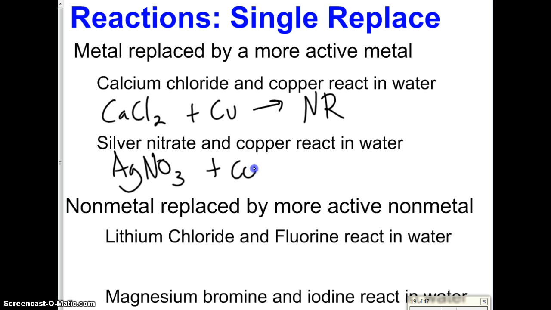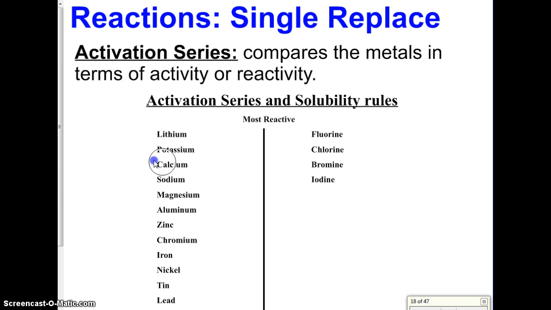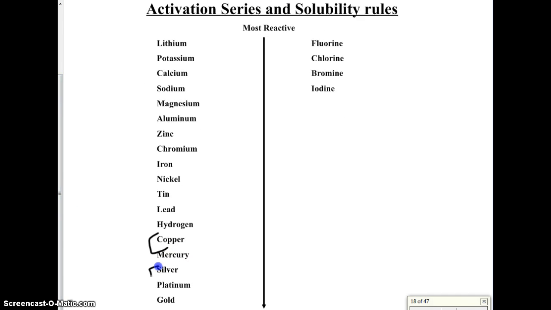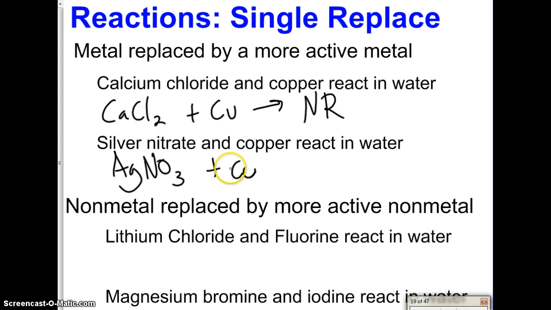So again, if I go back, and notice this is in water, so this would be aqueous, and copper would still be its metal. Let's go back and look at our activity series. We have copper, which is still down here, and we have silver below it. Copper is more reactive than silver, which means this will react. Copper will kick silver out and will form with nitrate.